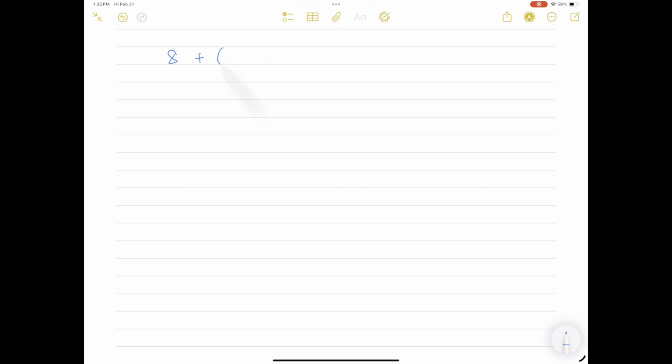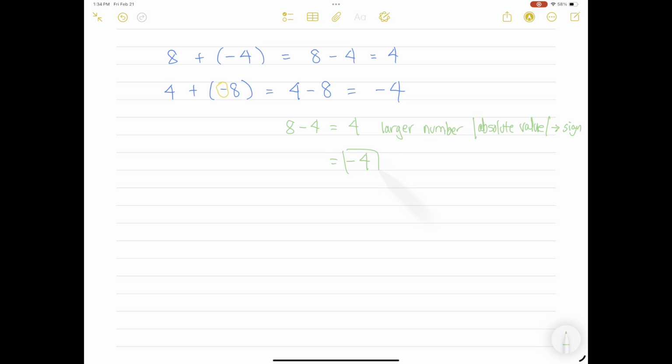8 plus negative 4 equals 8 minus 4, which equals 4. 4 plus negative 8 is equal to the difference between 8 and 4, which is 4, and the larger number 8 gives the sign. So the answer is negative 4. So I think of it this way. 8 minus 4 equals 4, and 8 is the number with the larger absolute value, and it is a negative number, and so therefore the solution is negative.